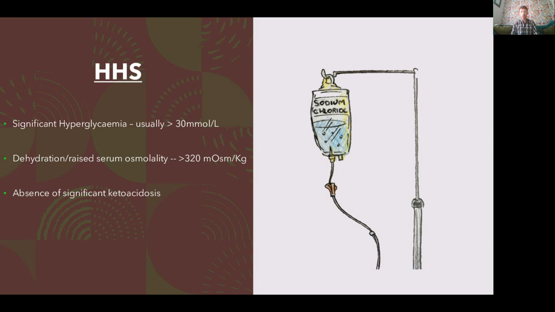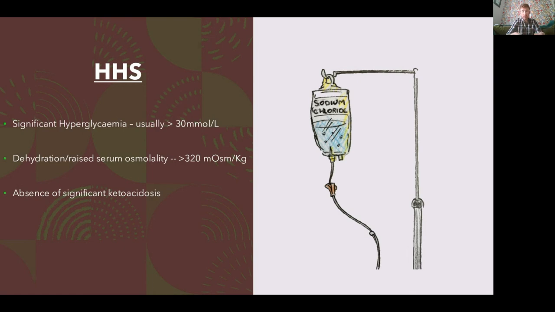Just to reiterate those diagnostic criteria, there is no definitive diagnostic criteria set out like there is for DKA, really, but the majority of resources will suggest that there has to be significant hyperglycemia. There needs to be significant dehydration resulting in a raised serum osmolality, a cutoff of about 320 and above, and there needs to be absence of significant ketoacidosis. Yes, you can have ketones, but that might well be the result of dehydration or starvation.